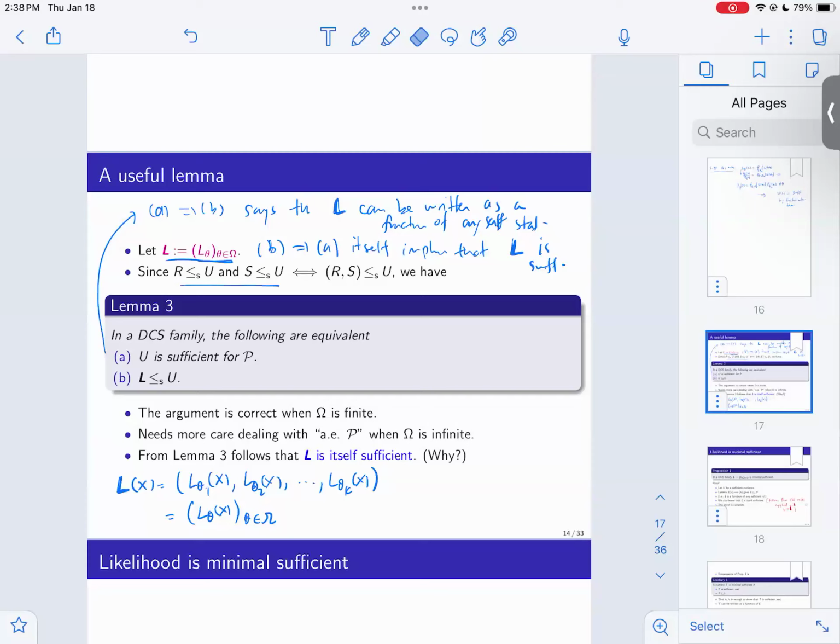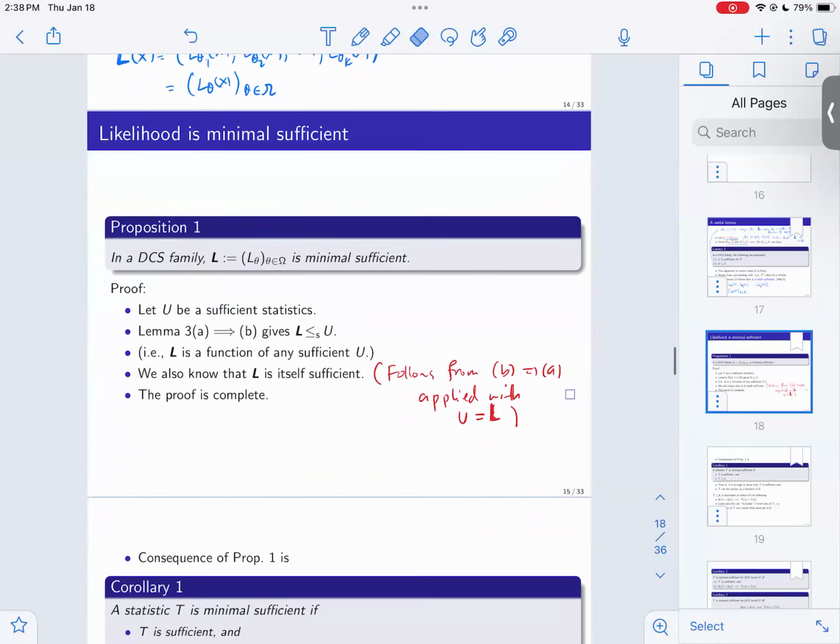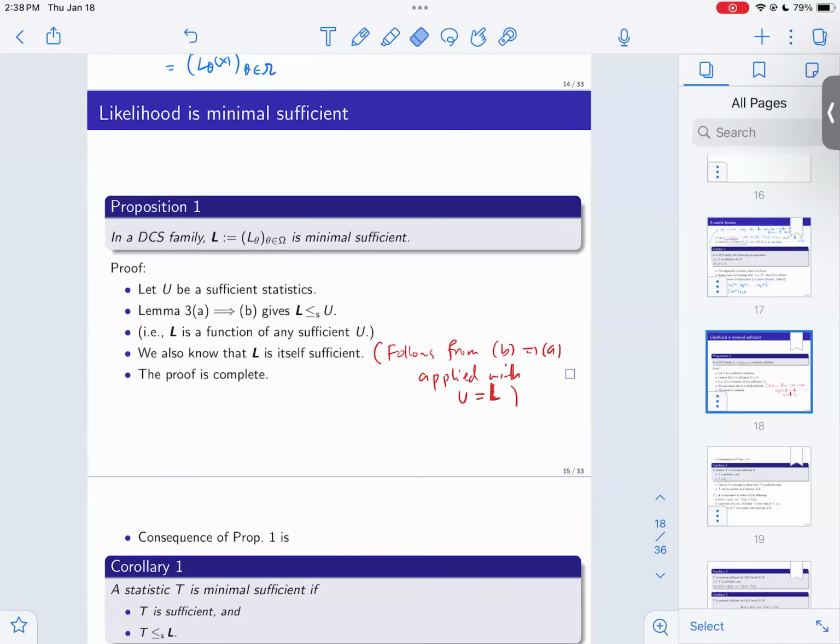But let's first understand the ideas, then I'll give you the formal statements. So this L is minimal sufficient. And now we're going to massage it into many different forms. You can say it in different ways.